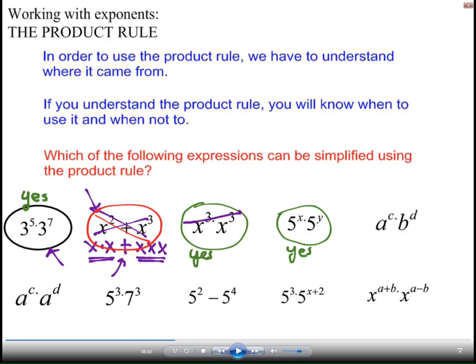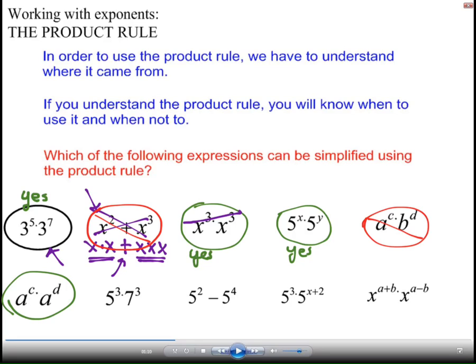And let's look at the next situation, where we have a to the c times b to the d. This would be a whole set of a's multiplied by a whole set of b's. Can I combine them? The answer is no, you cannot. Here, on the other hand, I have a whole bunch of a's multiplied by another whole set of a's. So if I were to multiply these together, I would find I have an increasingly larger set of a's. So I could definitely use the product rule to simplify that expression.